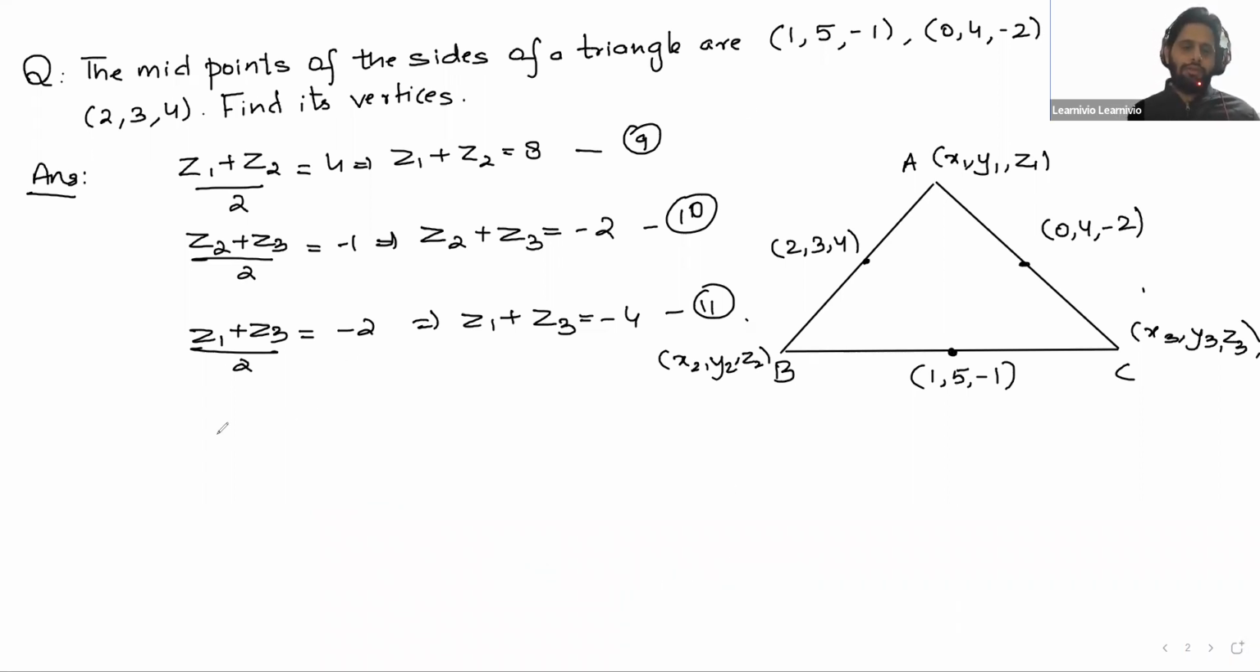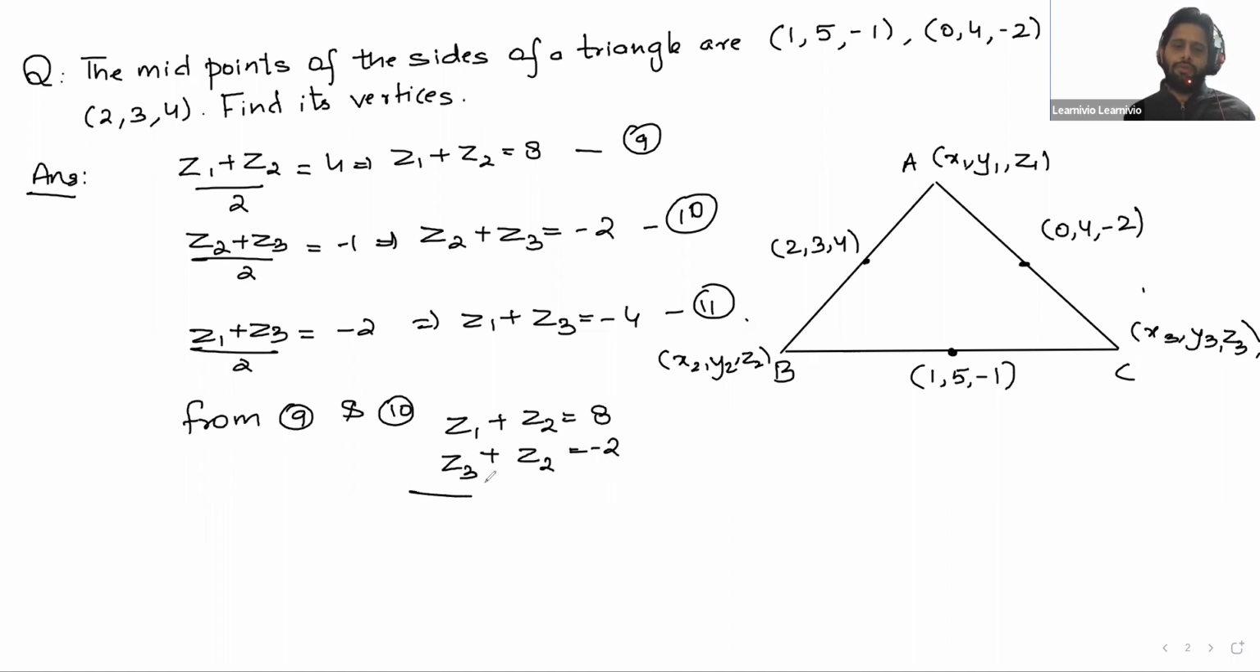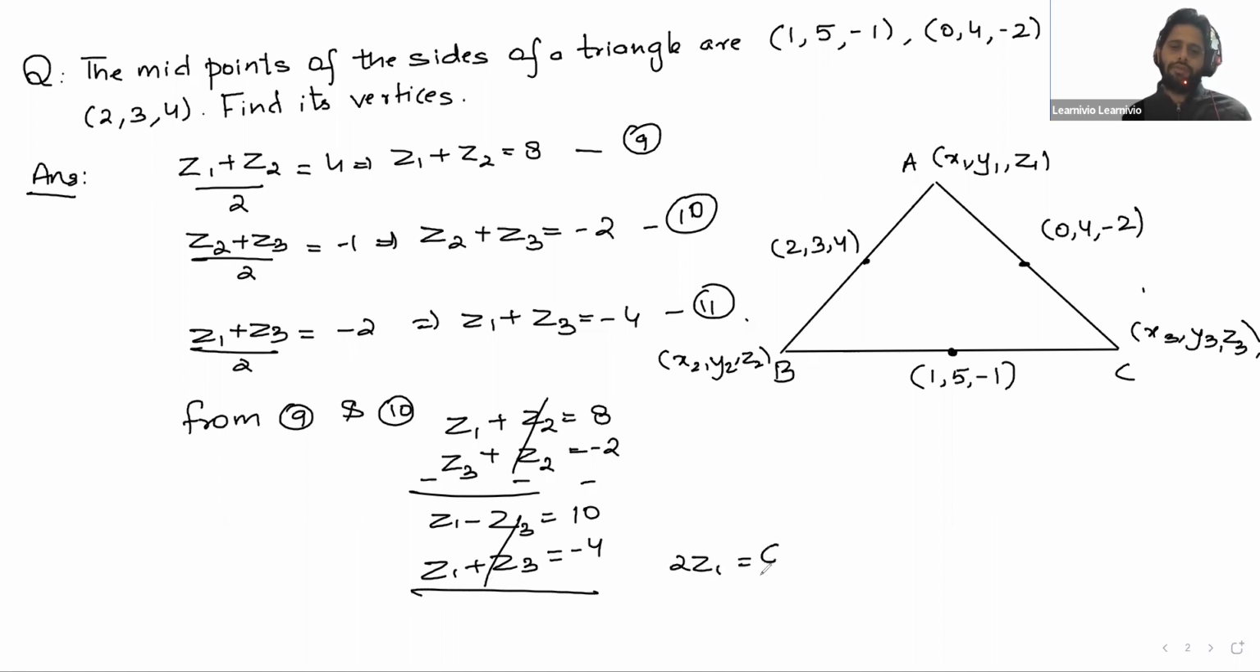From equations 9 and 10, we have z1 plus z2 is equal to 8, and we have z2 plus z3 is equal to 10. Subtract this. So you will get z1 minus z3 is equal to minus 2. Now the next equation is z1 plus z3 is equal to minus 4. So cancel out this one. You get 2z1 is equal to 6. So z1 is equal to 3.